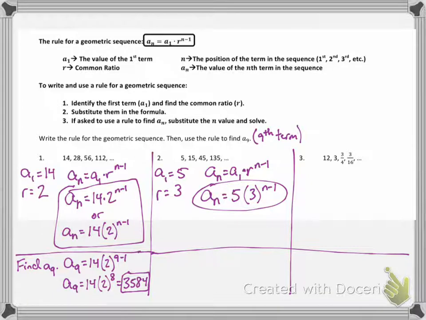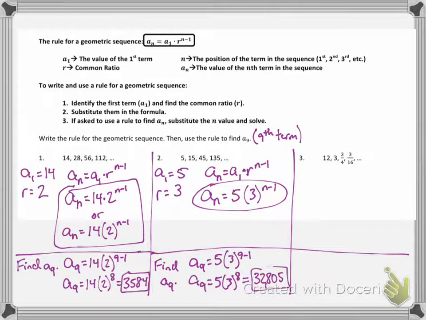Now let's go ahead and find a sub 9. So, plug in the 9 for n. So again, if you want to simplify a little, that's fine. But ultimately, I would just punch this in your calculator using all the things that you've learned about how to enter stuff in throughout the year. You should get a result of 32,805. So again, another big answer, but with geometric sequences, you can start expecting some really big numbers.